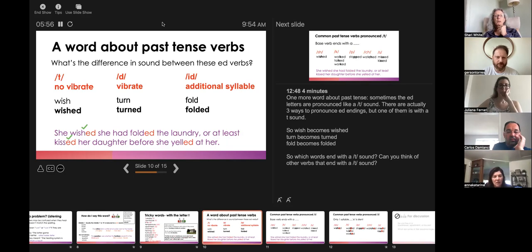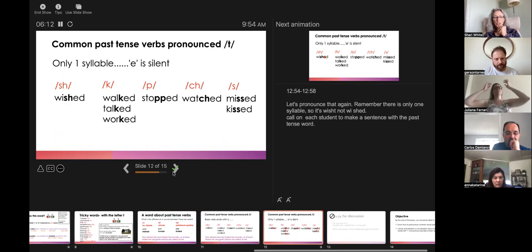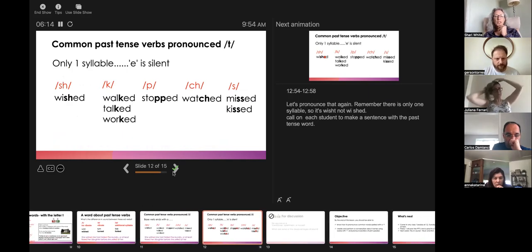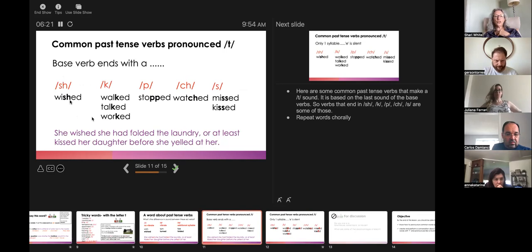Now, one of the problems that Portuguese speakers have, and I heard it here, was the fact that not only does it end with a T sound, but actually you don't say the E at all. So let me just show you this. Some verbs that end with these sounds sound like a T. Okay, so let's just practice these words.